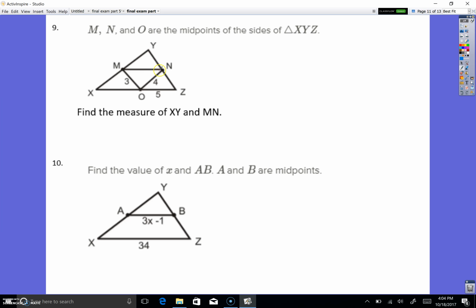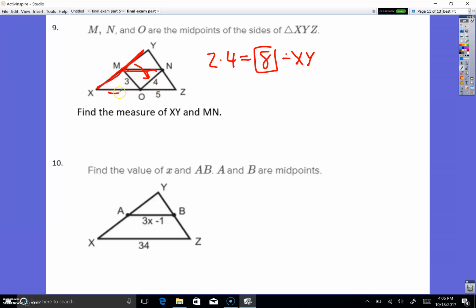Okay, this right here is our mid segments. Mid segments are half of the base that they're parallel to. So, M and O are the midpoints of the sides. What is the measure of XY and MN? Okay, XY should be 2 times 4, because it's double that. So 2 times 4, XY is 8.